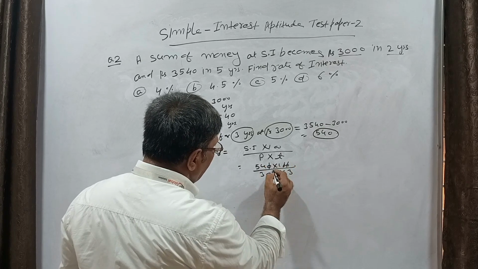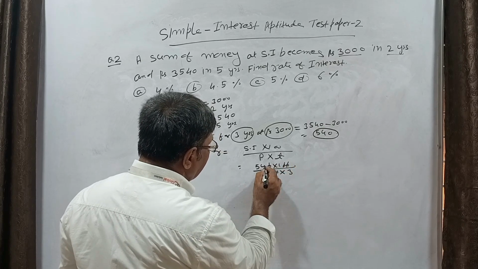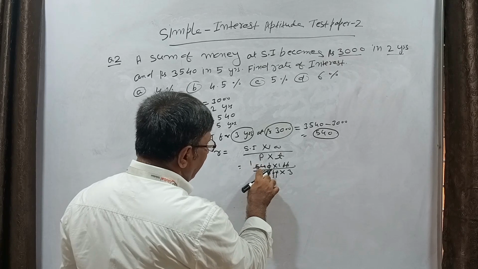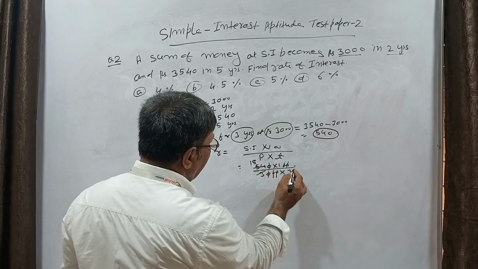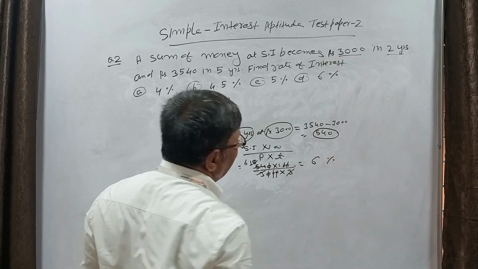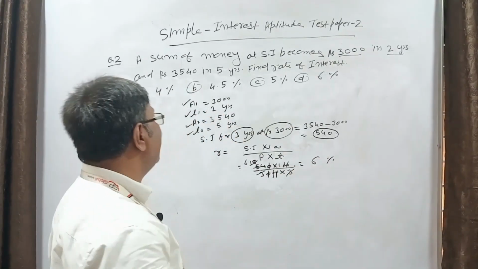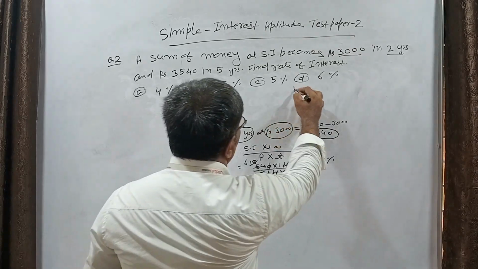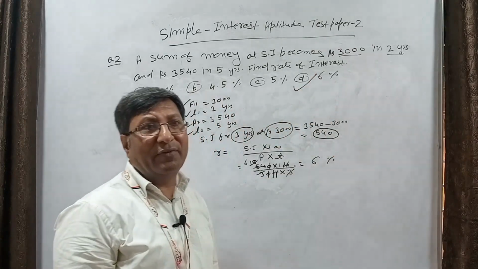So cancelling the zeros, and 3 1s are 3, 2 remainder, 24, 3 8s are 24, and this is 3 2s are 6. So our correct answer is what? 6%, the right answer. So that is option D, 6% is our correct answer.